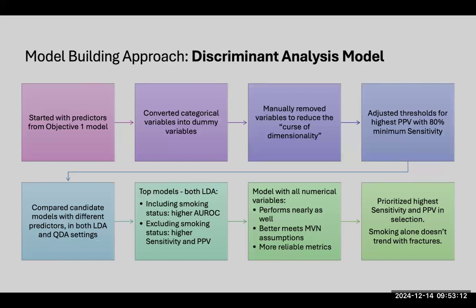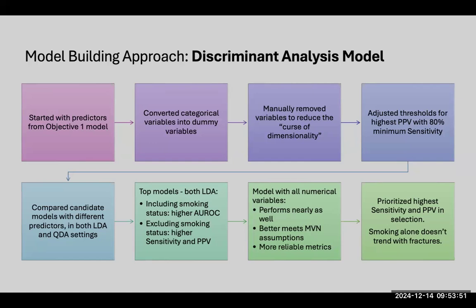So next, I'll take you through the next model, the discriminant analysis model. I started with predictors from Objective 1. I converted the categorical variables into dummy variables. I manually removed some of the variables to reduce the curse of dimensionality that will occur in an LDA model with unhelpful predictors in the model. It reduces the performance of the model. I did the same thing with adjusting thresholds. I compared candidate models with different predictors in both LDA and QDA settings.